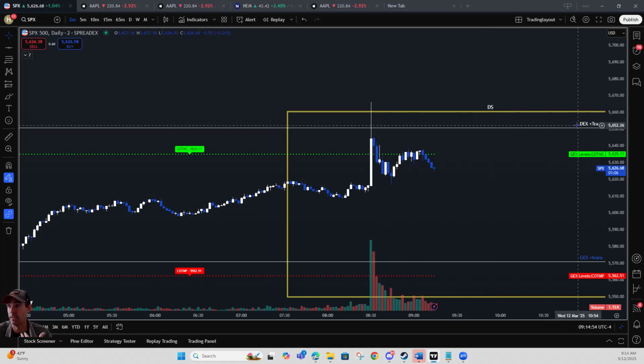The 0DTE GEX plus transition is at 5650. We've discussed that extensively this morning, so I'll draw a line there. You can see where we were rejected this morning, right? So this is really the line in the sand for us to get above if we want to have any price appreciation. You can see what happened: we come up to that price, we were rejected.